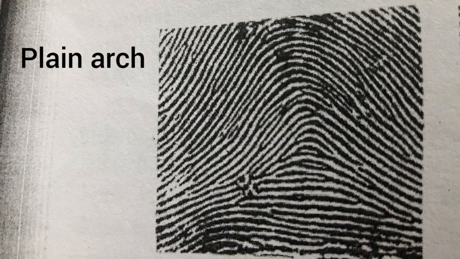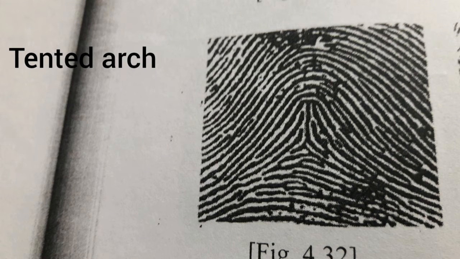The elevations are known as ridges and the depressions are known as furrows or grooves. It is rough skin containing the friction ridges, and when these friction ridges are inked and collected on paper, it is called a fingerprint. These are the impressions of the friction ridges present on the distal phalanges. Then there are various types of fingerprints.